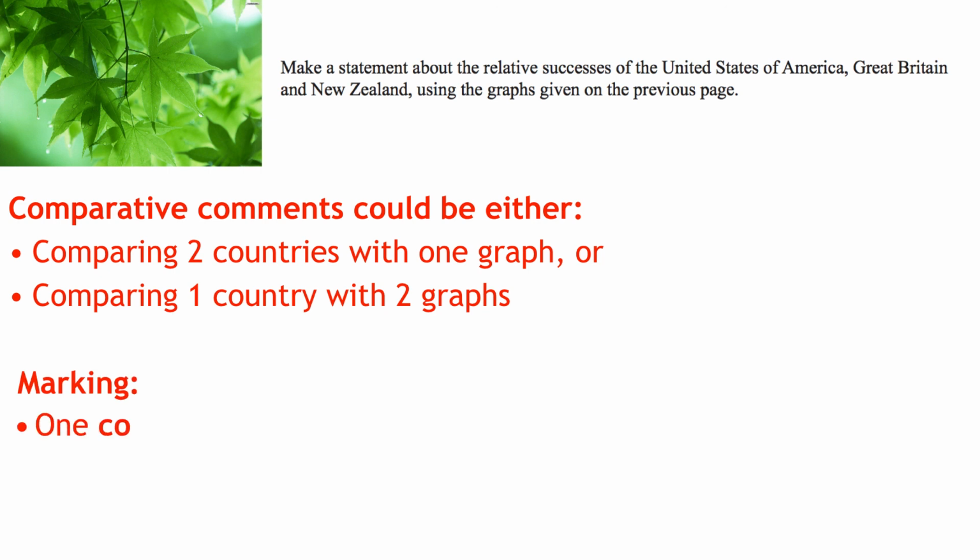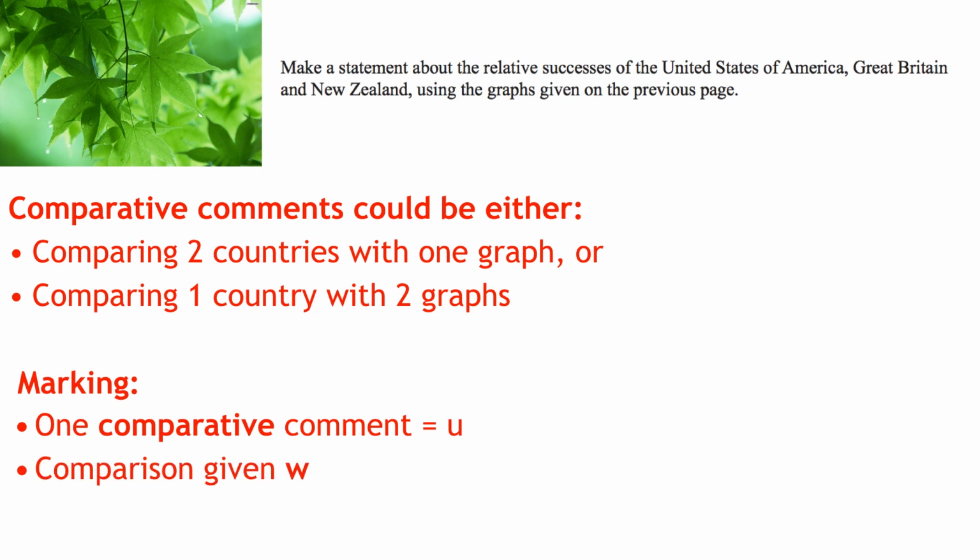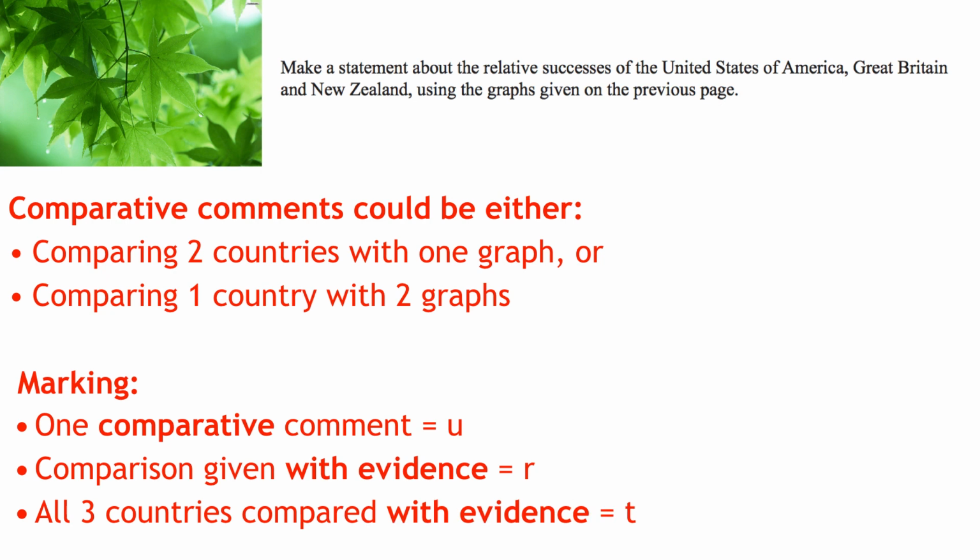So for marking, if you made one comparative comment, that gives you an achieve level skill, which is a U. If you give evidence with a comparison statement, then that gives you a merit level thinking. And if you compare all 3 countries with evidence, then that gives you your excellence, which is your T.